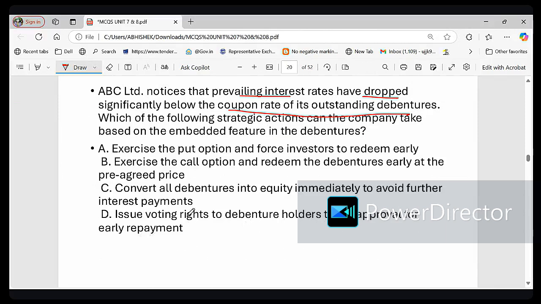See what happened: the prevailing interest rate in the market has dropped below the coupon rate of its outstanding debenture. Yes, obviously it is a bad thing for the company. Very good. You know what a debenture is? It behaves just like a bond, right?